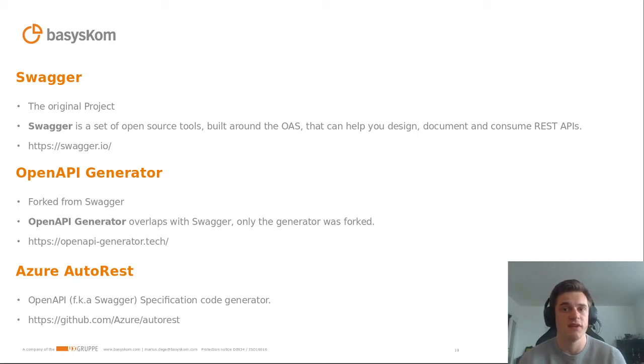And next up, there's the fork, the OpenAPI Generator. As I said, it is forked from the original project, but it only forked the generator itself. So there are some more tools provided by Swagger that you can still use when you want to use the OpenAPI Generator. So you kind of use a mix of Swagger tools and OpenAPI Generator. There's also Azure Autorest. It is also a code generator, but it does not support Qt, so I won't go into detail here.